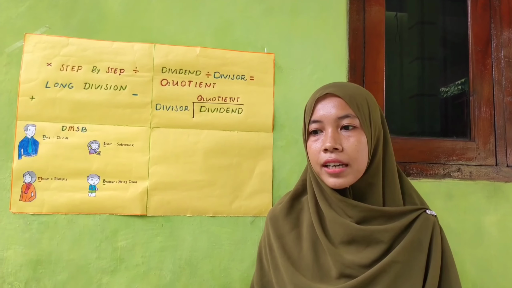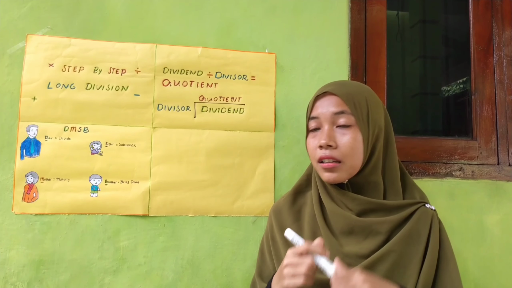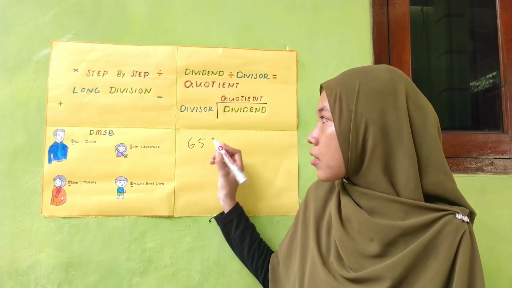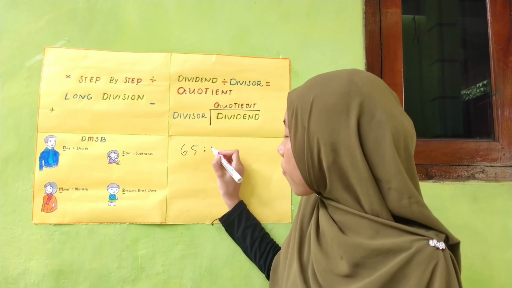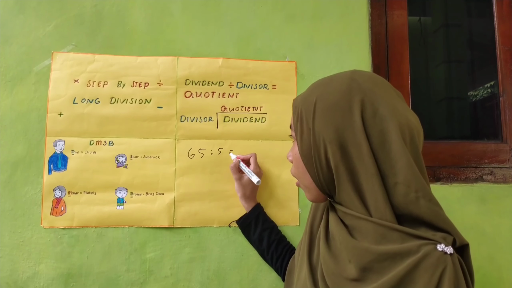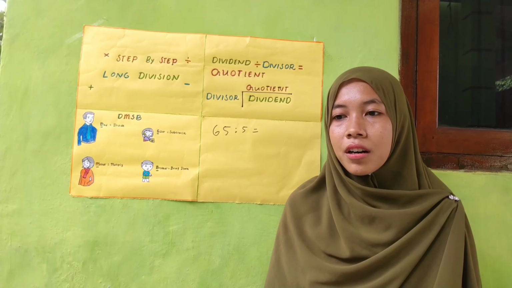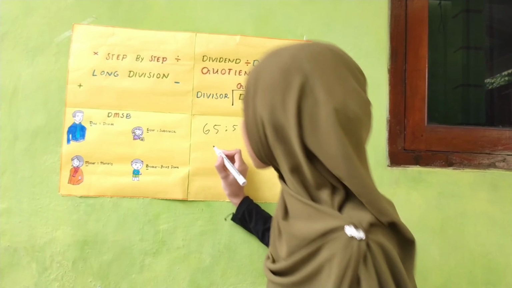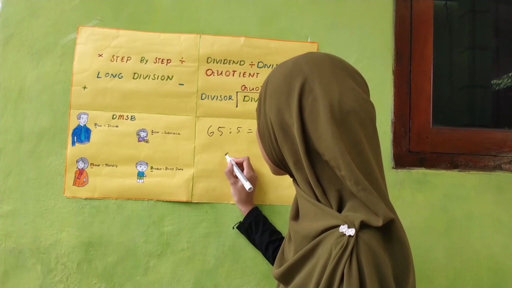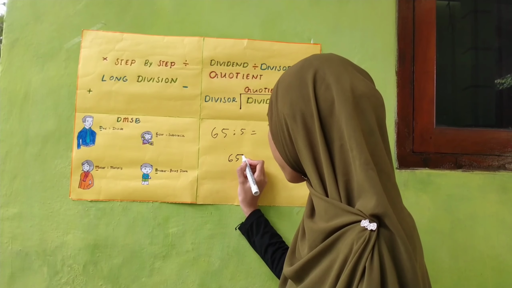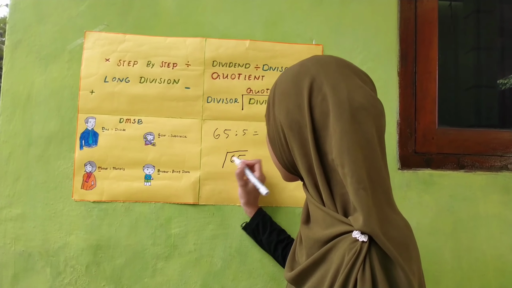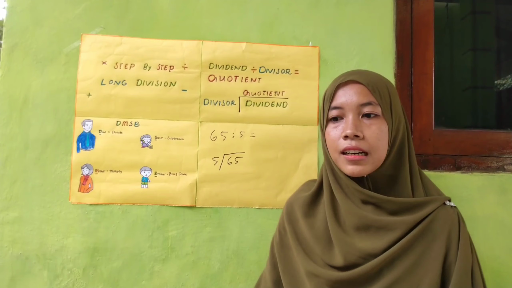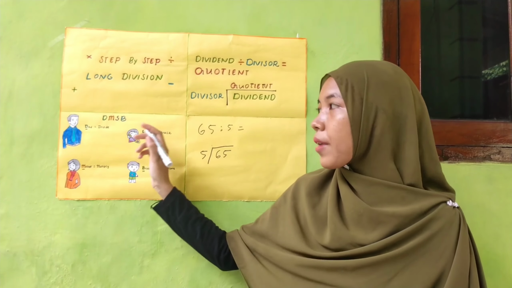Let's try a fairly simple example. 65 divided by 5 equals? Now, let's write that problem down in long division format: 65 divided by 5. We're ready to start using the acronym DMSB.